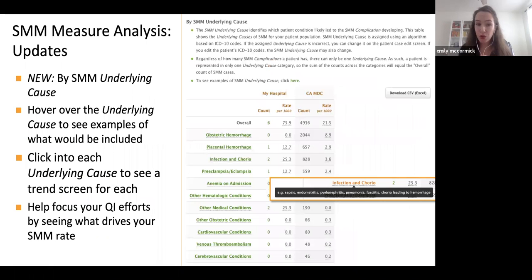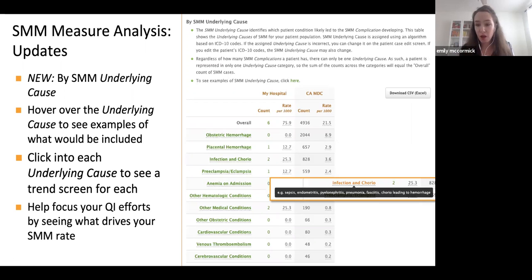If you continue to scroll down that SMM measure analysis screen, you will now see a breakdown by SMM underlying cause. Again, if you hover over the cause itself, you'll see examples of what's included in each one. And then if you click on the header, you will be taken to a trend screen for each. So the goal is really to help focus your QI efforts to see what is driving your SMM rate. So maybe you want to see the trend of anemia on admission over time.